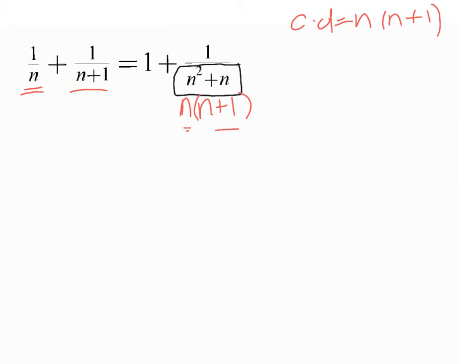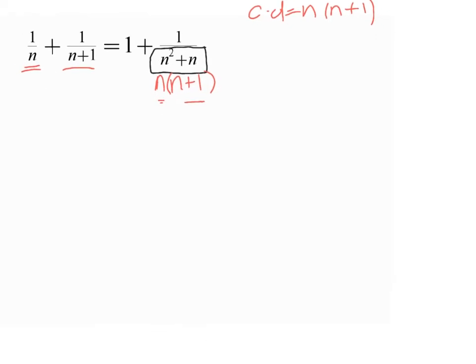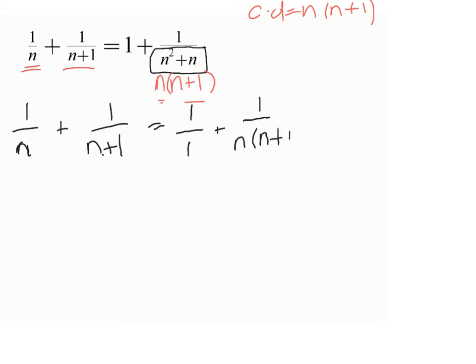So when I rewrite this, I am going to write it one more time for myself. Over here I have 1 over n, I'm going to give myself a little space, plus 1 over n plus 1 equals 1. 1 as a fraction is 1 over 1. So you should write everything as a fraction, plus 1 over n times n plus 1. So my common denominator, like I said again, is n times n plus 1.